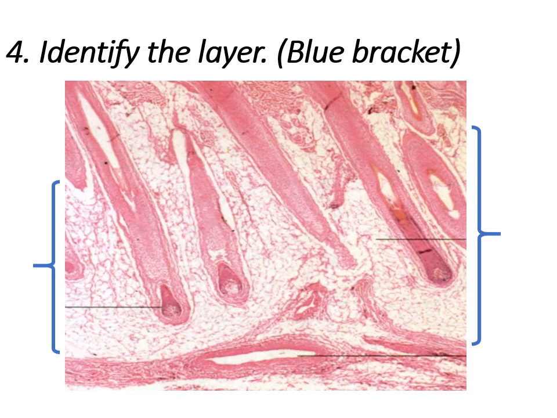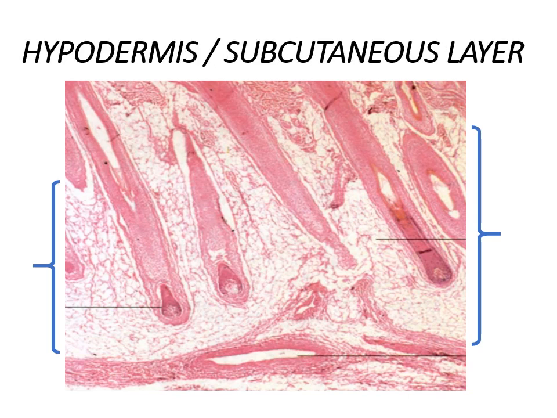Next, identify the layer. So, itong blue bracket. So, ano yung layer na to? This is your hypodermis or your subcutaneous layer. So, paano natin nalaman na hypodermis to? Dahil itong mga fatty layer. Diba? Again, yung mga fat cells natin, they resist staining techniques. So, wala silang kulay. And these are all adipose tissue. So, nasa hypodermis ka.